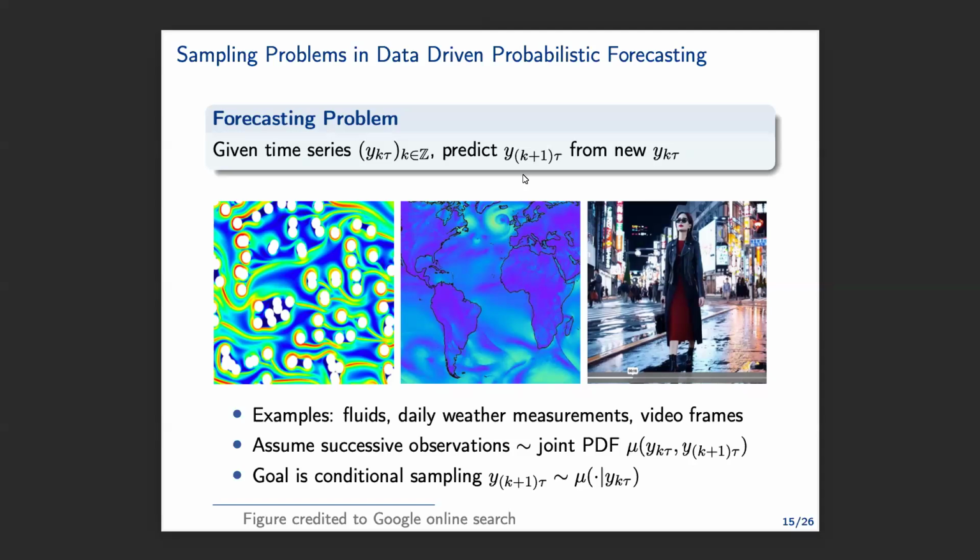And for mathematical treatment, we assume that the successive observations are jointly distributed by the PDF. So this can be satisfied with the Markovian model or when you are at the stationary phase. Given this modeling, given this context, this problem turns out to be a conditional sampling problem. Once you give me y_k tau, you want to sample the conditional distribution: what's the distribution at the next time? So that's the problem I want to address.